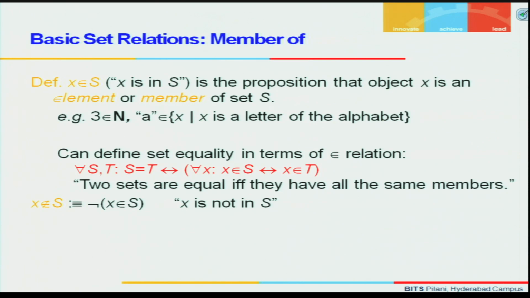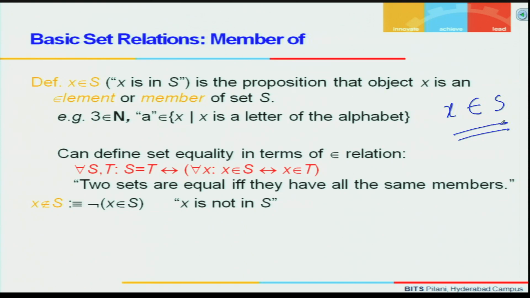And we say, when you have an element that is there in the set, we generally represent it by the symbol belongs to. We say x belongs to S means that x is an element of S. We say 3 belongs to N because 3 as a number belongs to the set of natural numbers.